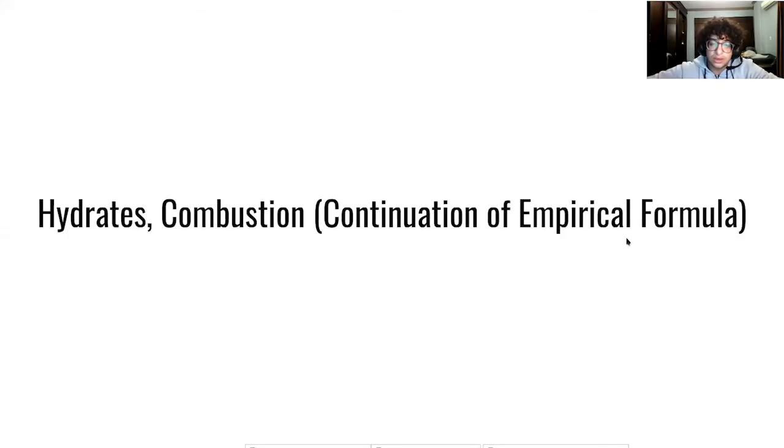This is going to be the hydrates and combustion video, which is also the continuation of the empirical formula, which was already covered by Mahmoud Sameh. If you haven't seen that video, it is strongly recommended as that video covers a lot of strong principles and basic principles that are going to be used in this video, all including moles, molar mass, and the similar. And of course, this is Kareem Gamal, and let's start.